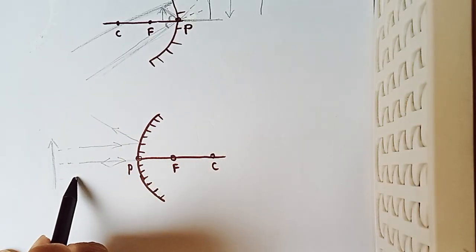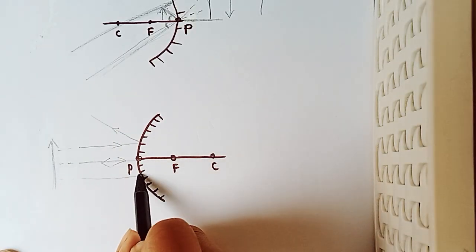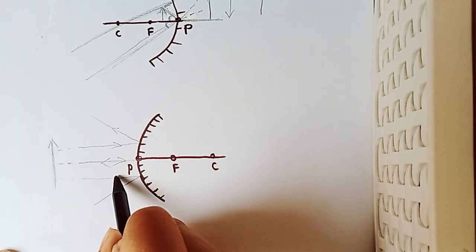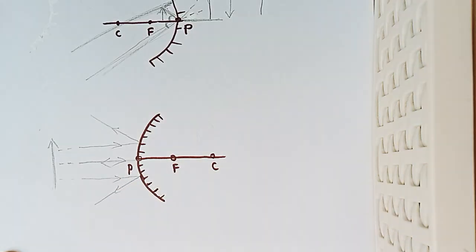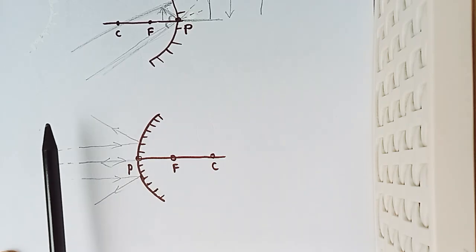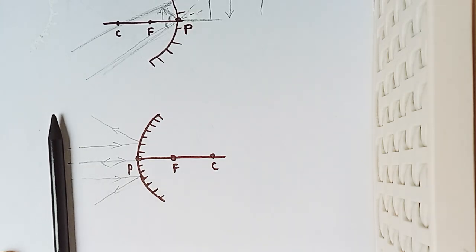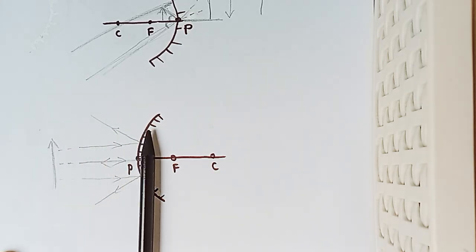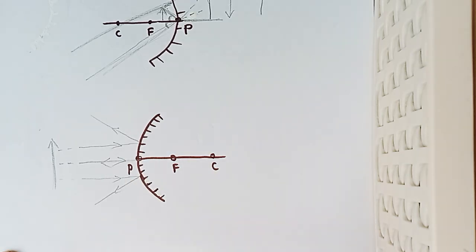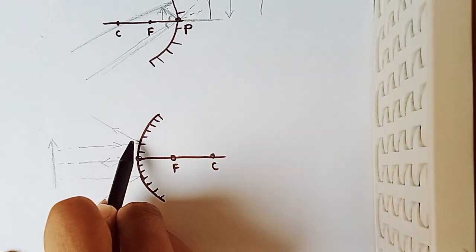Again, another ray from here all the way here, reflected back. Alright, so this is how the rays from the object at infinity go towards the convex mirror. Now, the image formed will be at the focus, that is behind the mirror, at the focus.